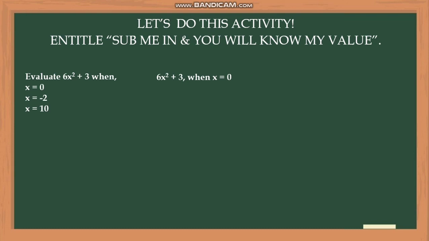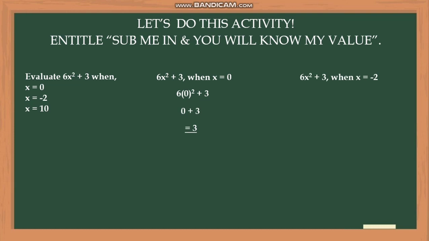So just pause the video if you would like to answer. The expression is 6 times 0 squared plus 3. We all know that any number multiplied by 0 will equal 0. So 0 plus 3, then simplify it. We have positive 3. So when x is equal to 0 in the expression 6x squared plus 3, it must be equal to 3.